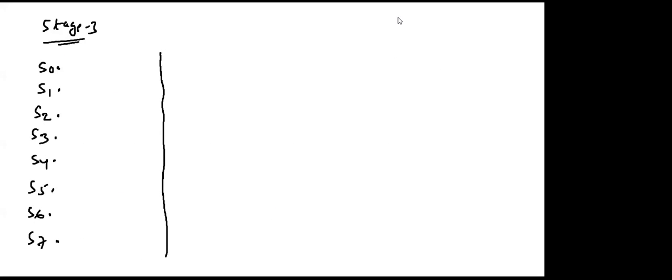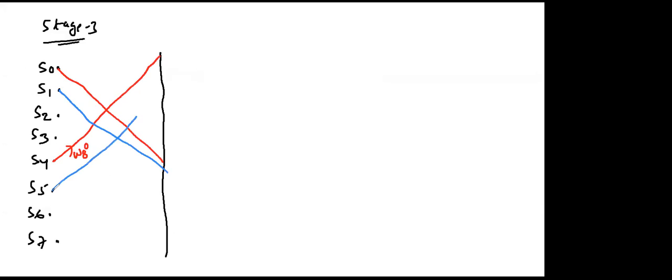Stage 3, how will I do the butterfly? Can someone guide me? First butterfly: S0, S4. Very good. S0 and S4. And this is your omega at 0. Second butterfly: S1, S5. Very good. See, my butterflies are not straight, but if you do, you will do properly. This is your omega 8 1.